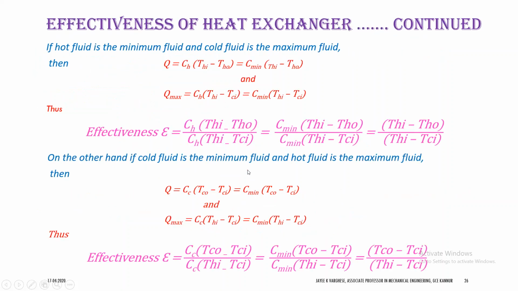So if we go to the next slide, we can see that, assume the hot fluid is the minimum fluid. The actual heat transfer can be written as Q is equal to Ch into Thi minus Tho. We call this C min, which is equal to Ch, so we write this equation as C min into Thi minus Tho.